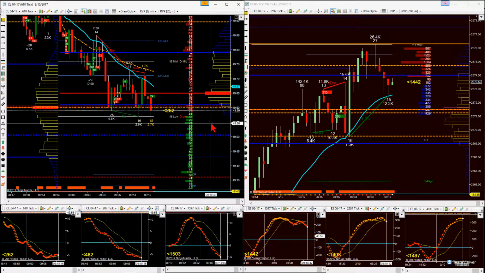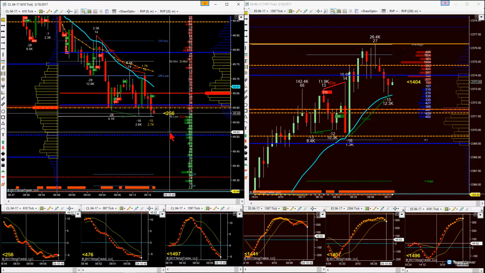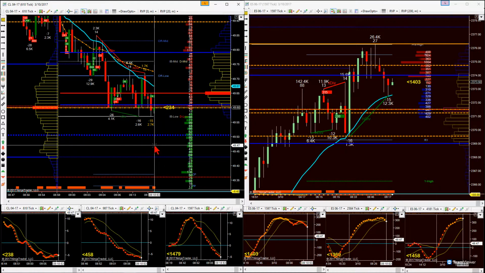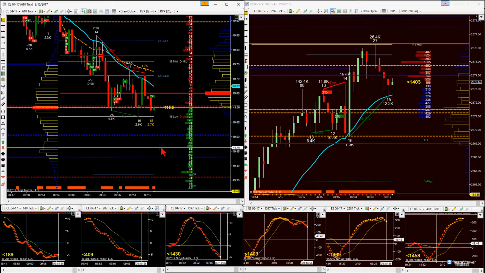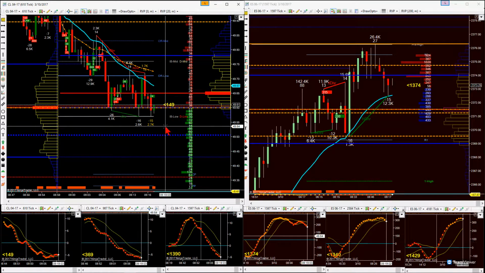I really don't think this is going to hold, only because it's close enough to overnight VPOC, but I really would think that this is going to at least make a move towards yesterday's value area high. But the 610 BBs are showing positive divergence. Everything else showing negative. Let's get the cursor out of the way.